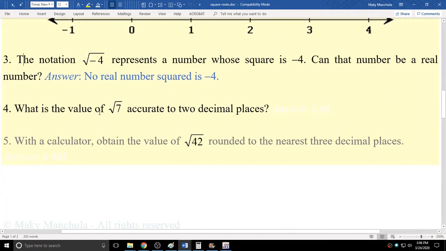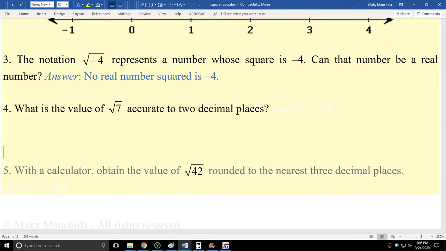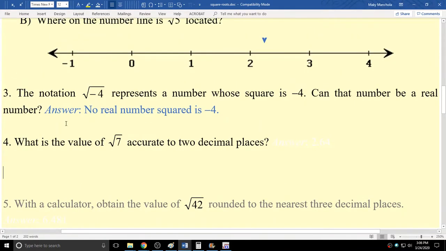What is the value of square root of 7 accurate to 2 decimal places? Okay, so let's think about 7. Could the square root of 7 be 2? 2 squared is 4, so that doesn't work. Could the square root of 7 be 3? If you raise 3 to the second power, you get 9. So the square root of 7 is not 3 because 3 squared is not 7. So what we know is that it has to be between 2 and 3.